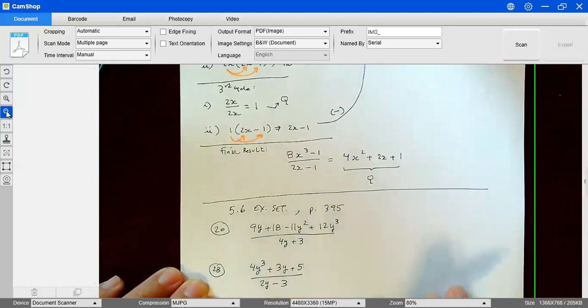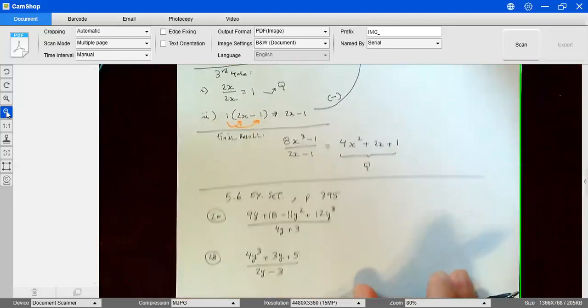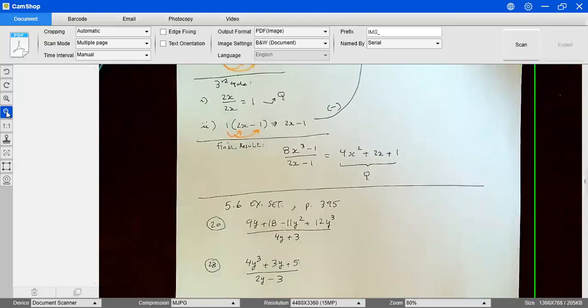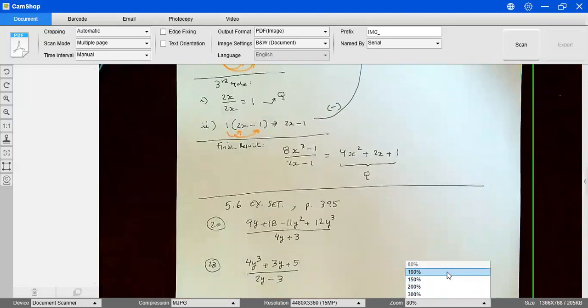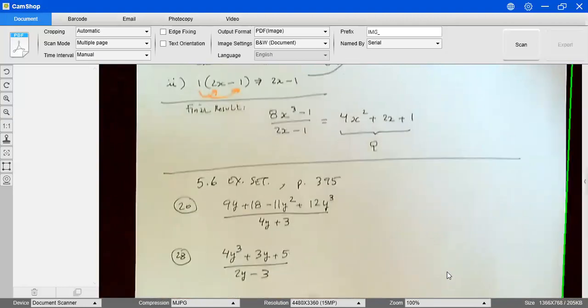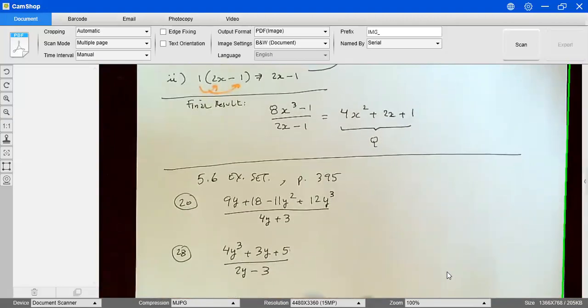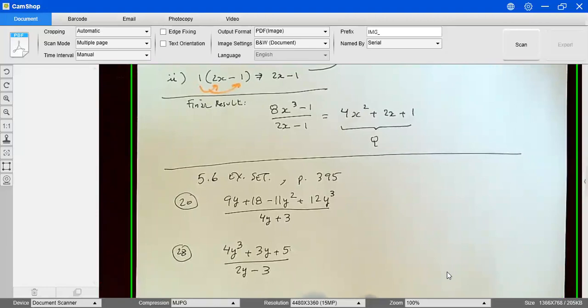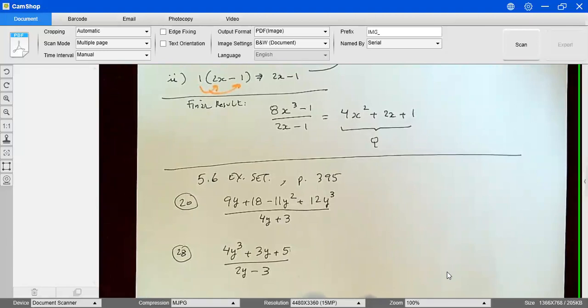So this is your first assignment for this lecture. So you're going to take maybe 15 minutes to work on these two divisions, the polynomials by binomials, and then we're going to continue with the next section. We're almost finishing chapter 5.